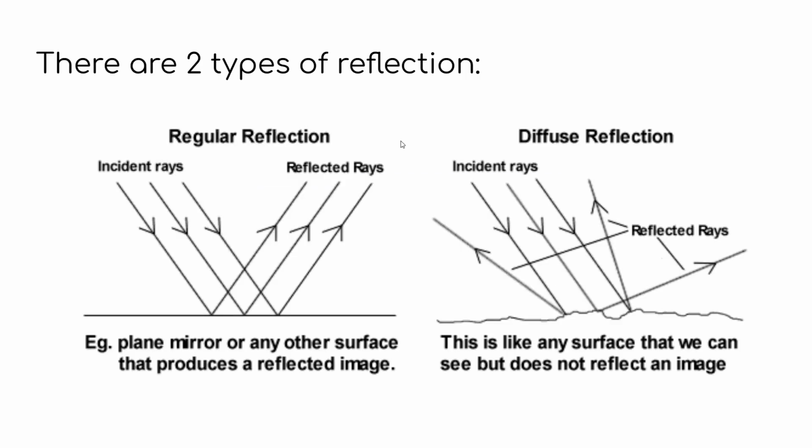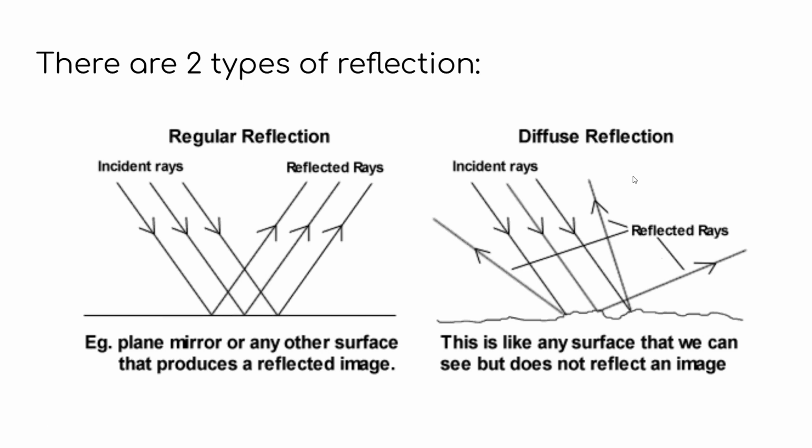There are two types of reflection. There's regular reflection, and that would be when our plane mirrors or any other surfaces produce a reflected image. So notice that our incident rays hit the surface and they bounce off uniformly or nicely, and they form these reflected rays. And they're all going in the same direction.